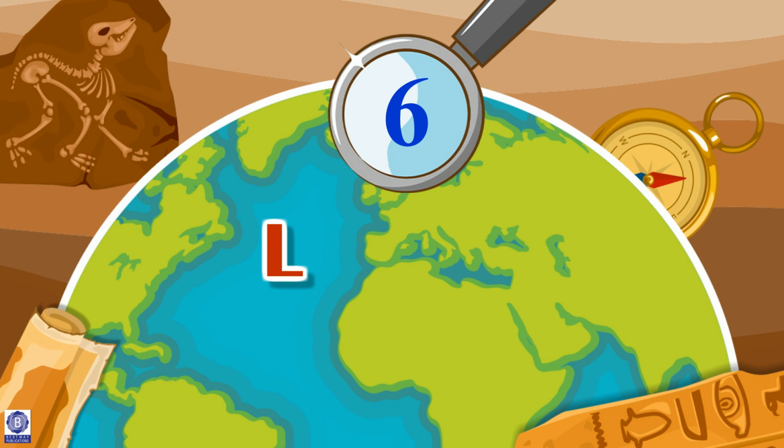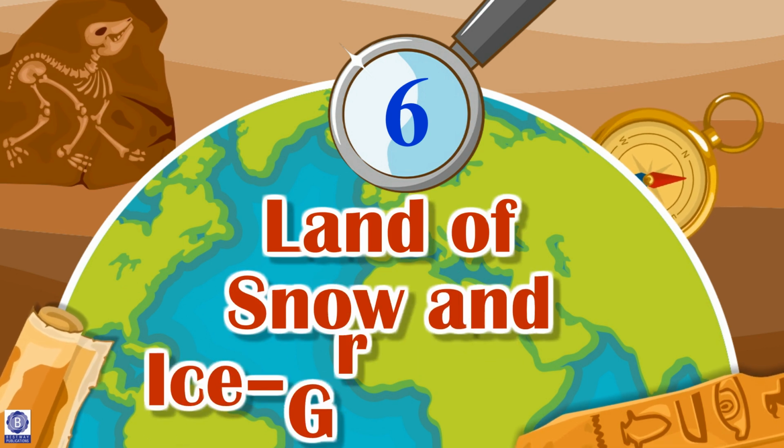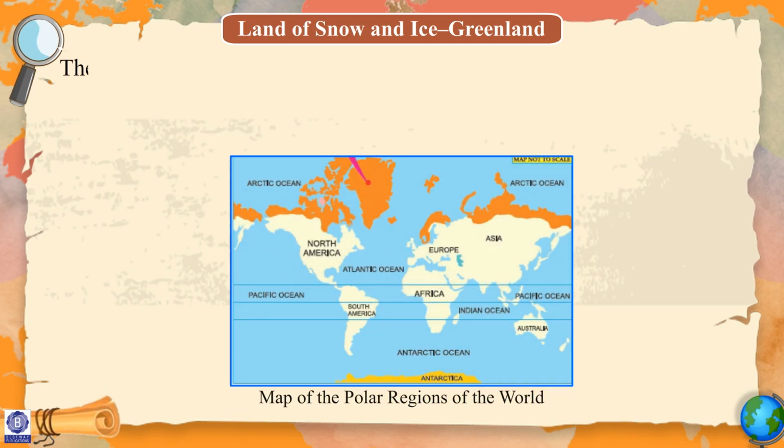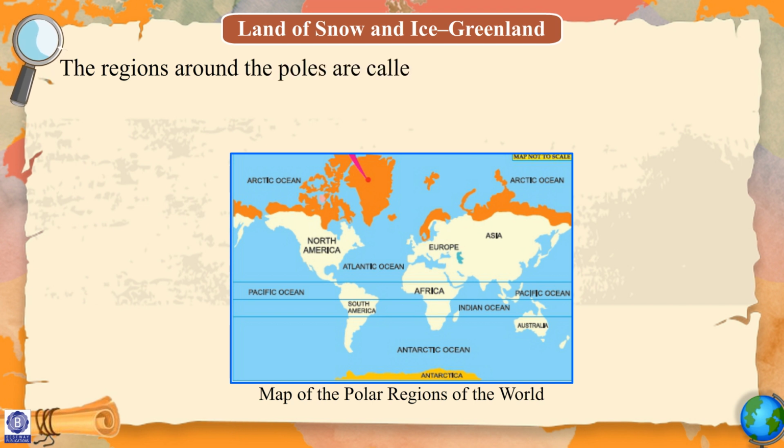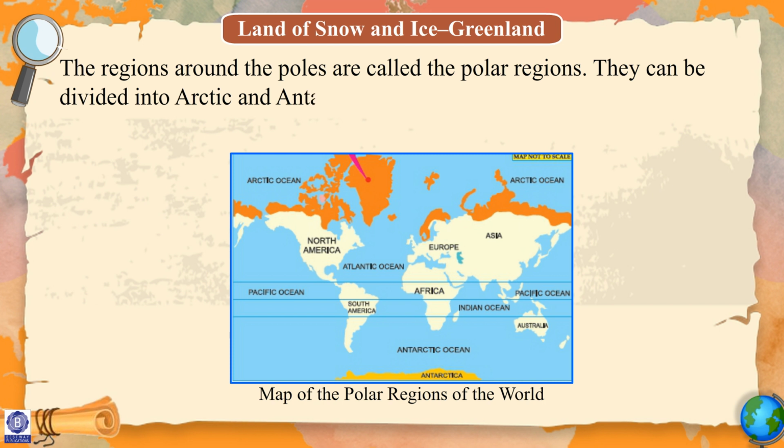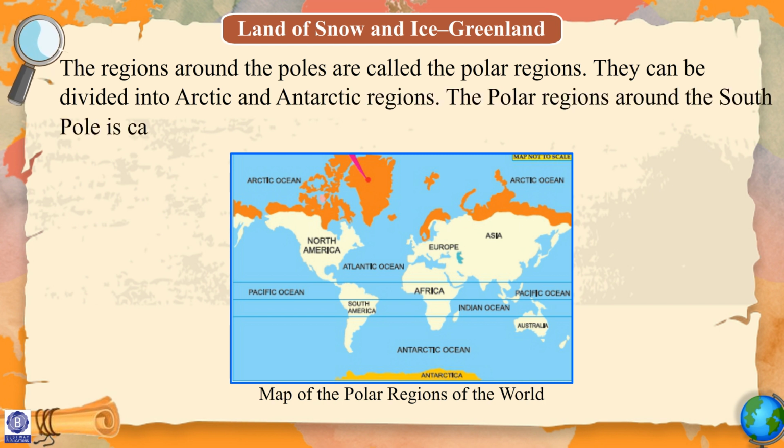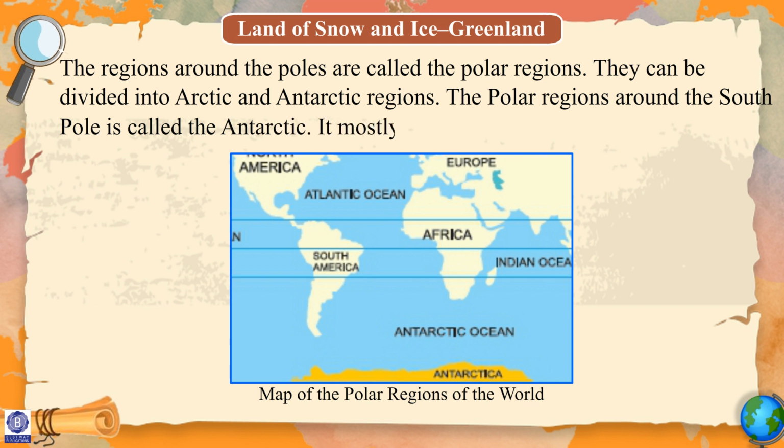Chapter 6. Land of Snow and Ice, Greenland. The regions around the poles are called the polar regions. They can be divided into Arctic and Antarctic regions. The polar region around the South Pole is called the Antarctic. It mostly covers the continent of Antarctica.